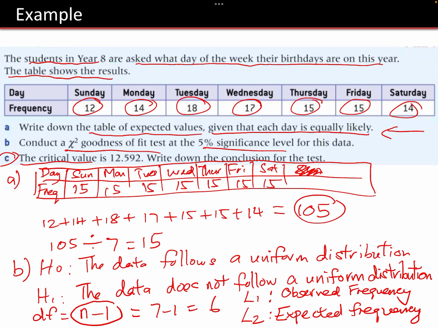This is important, guys. You just have to make sure you put the right numbers into the calculator. So the observed data would be these numbers here. That will go into L1. Then the data here is going to go into L2. So let me show you how this works on the calculator.